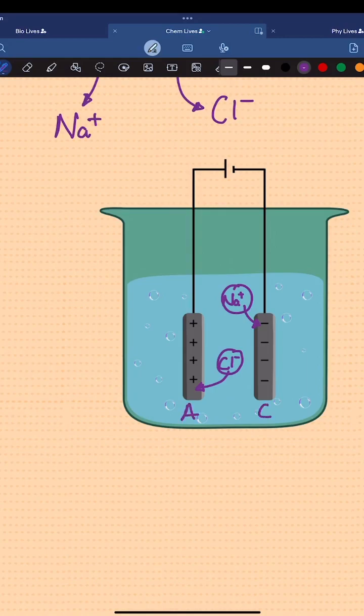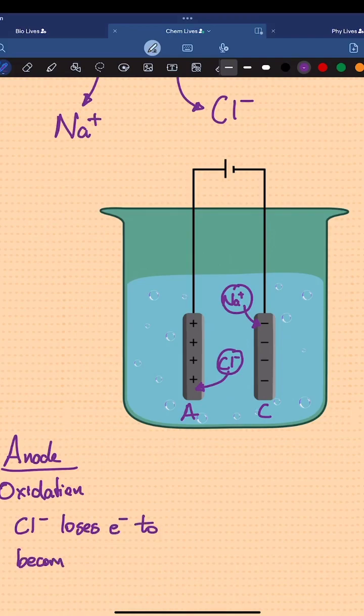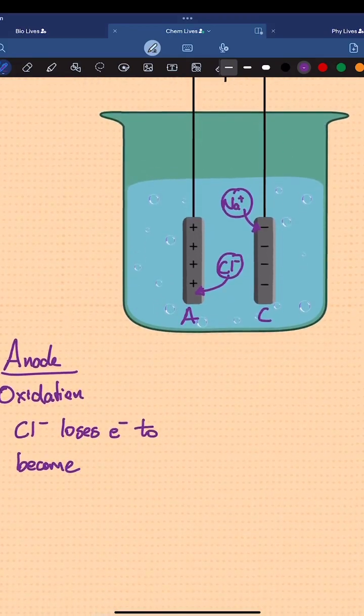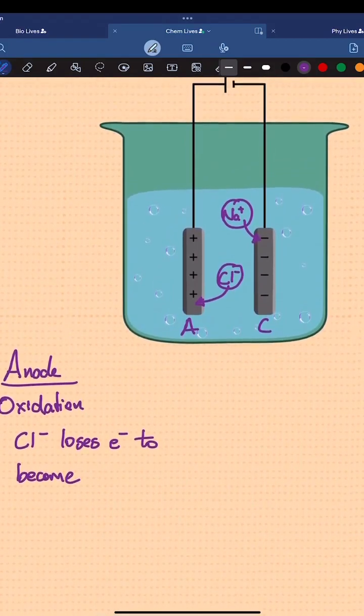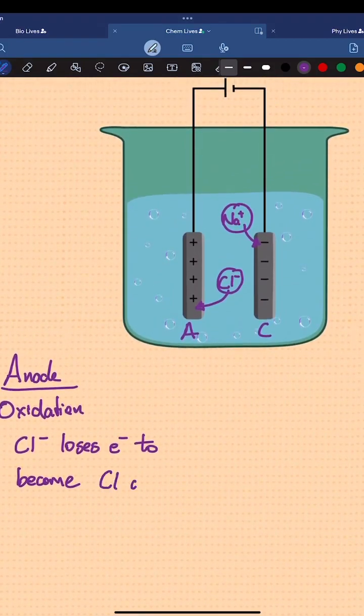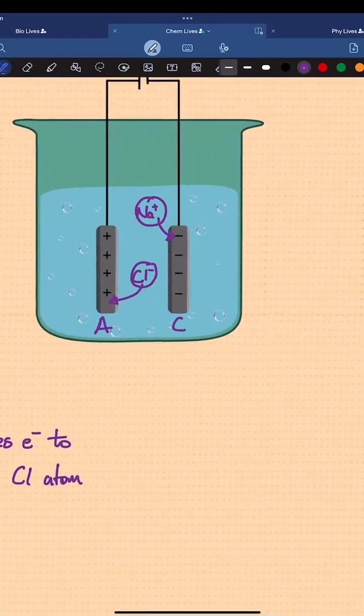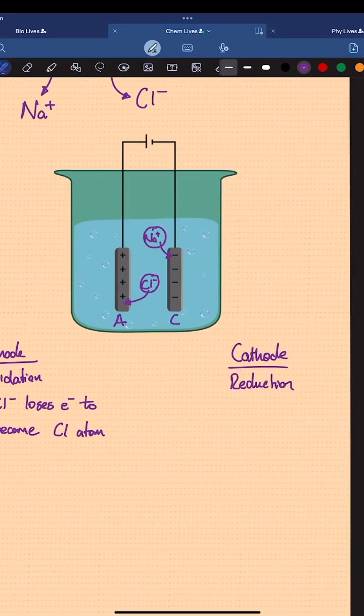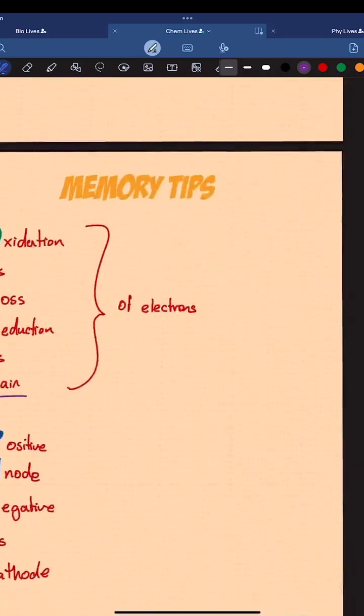At the anode we have oxidation. So what's happening here is the Cl- loses electrons to become a Cl atom. Remember, in electrolysis you always go from ion to atom. On the other side, on the cathode, is the opposite. We have reduction. Here we've got Na+. Remember, ion to atom. Let's write that down at the top.